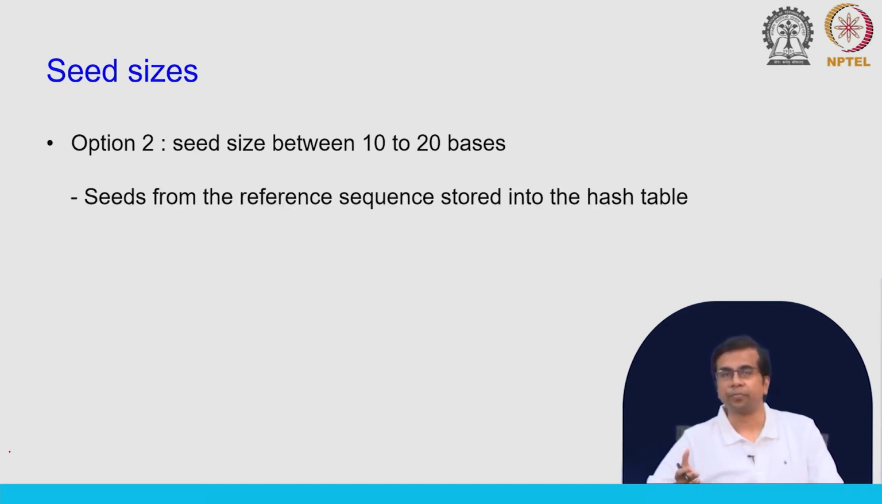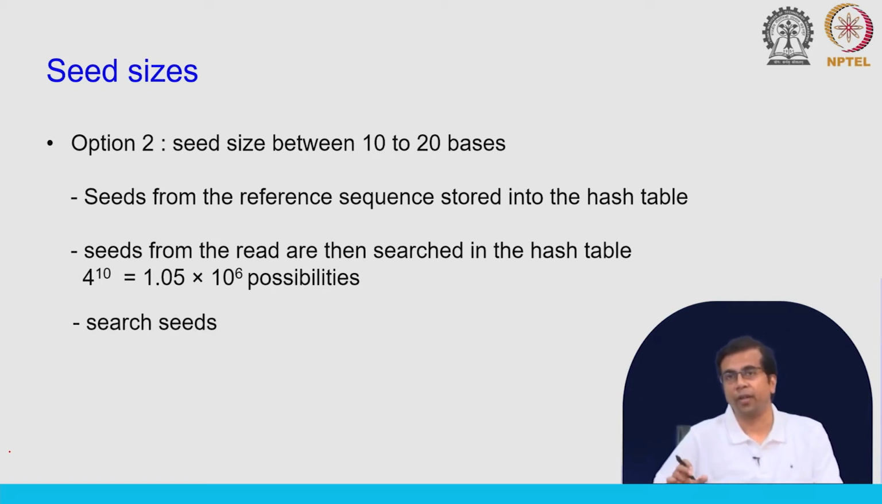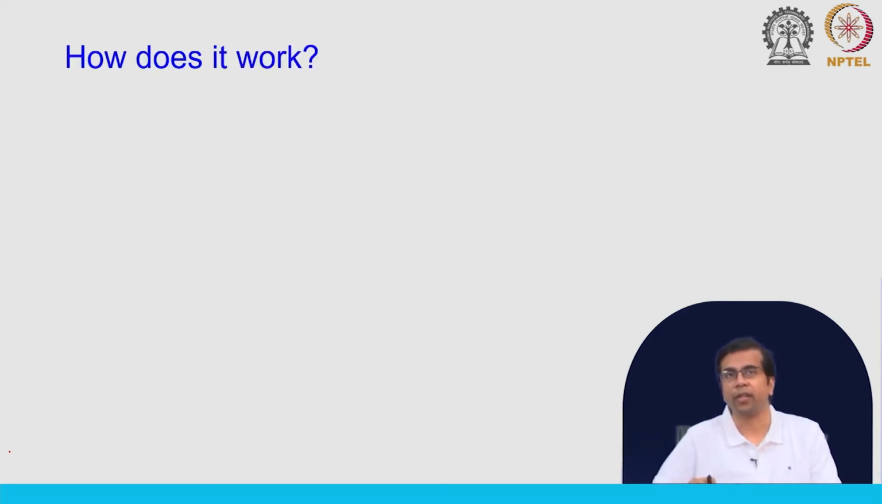Again, we extract the seeds or generate seeds from the reference sequence and store them in the hash table. If we have a seed size of 10, that is about 4 to the power 10 possibilities, which is close to 1,000,000 possibilities. This is quite manageable compared to the earlier scenario. Once we have done that, we generate these seeds from the read sequence and then search against this hash table. We have a million possibilities, and among them we have to match from the read.